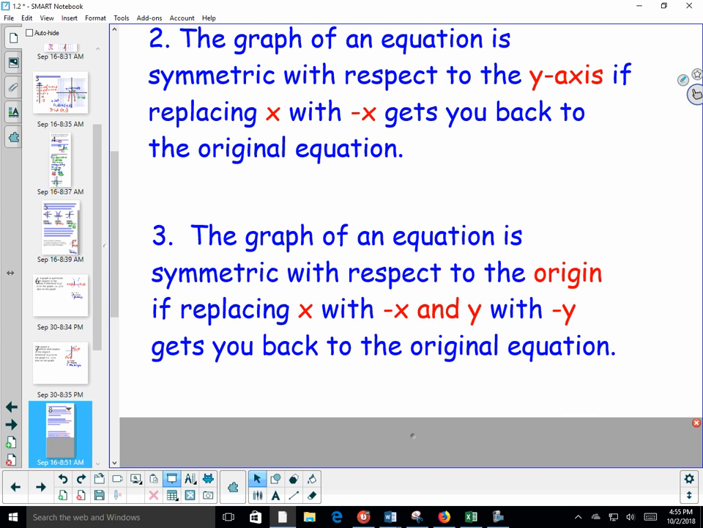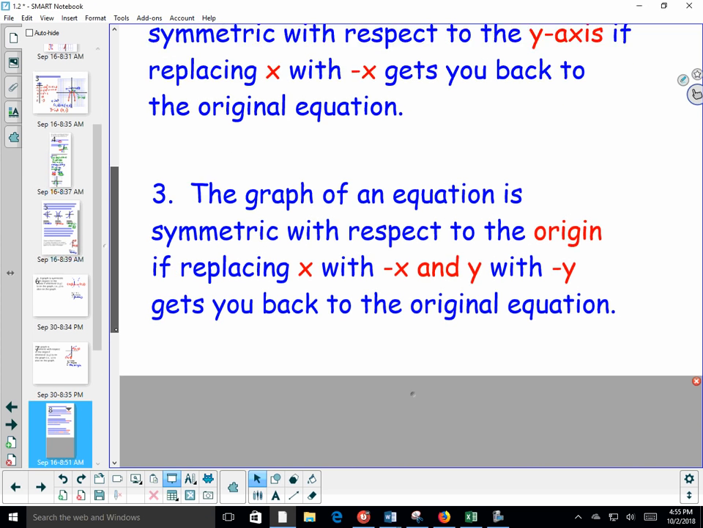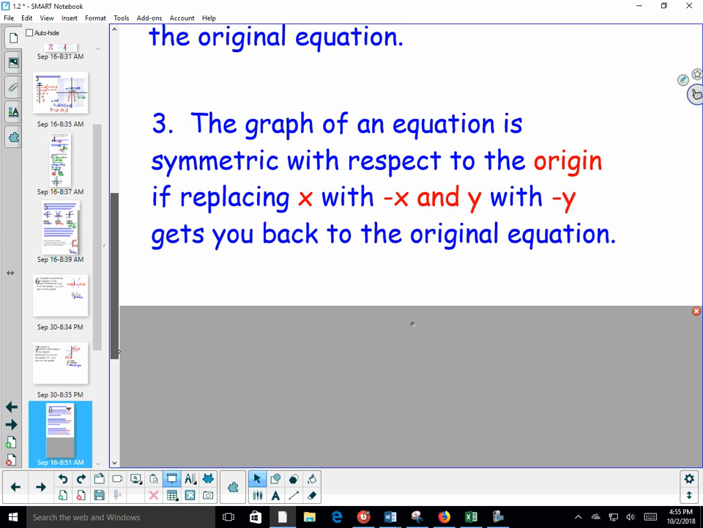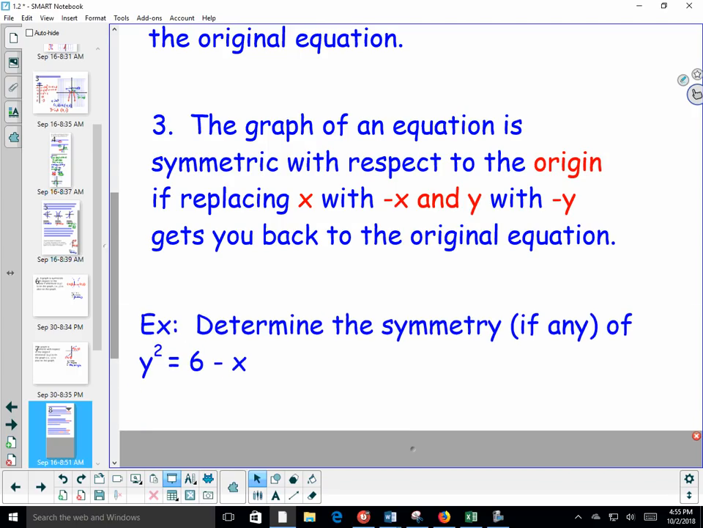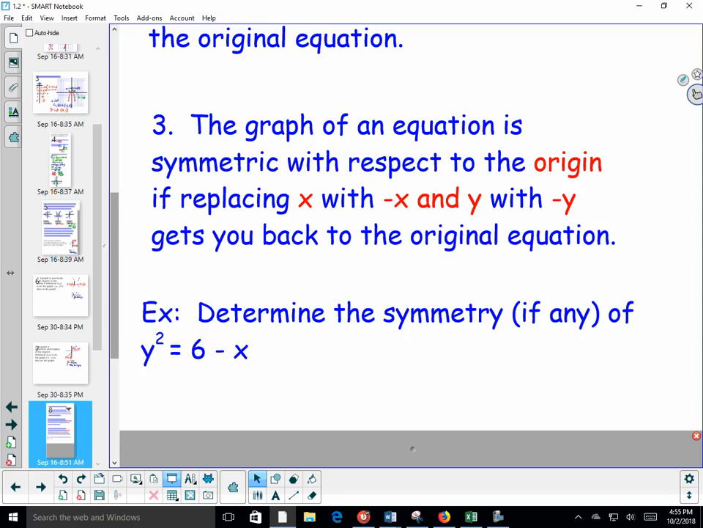And lastly, the graph of an equation is going to be symmetric with respect to the origin if we replace x with negative x and we replace y with negative y, and that gets us back to the original equation. All right, so three algebraic tests for symmetry, and let's take a look at some examples. Determine the symmetry, if any, of these equations.